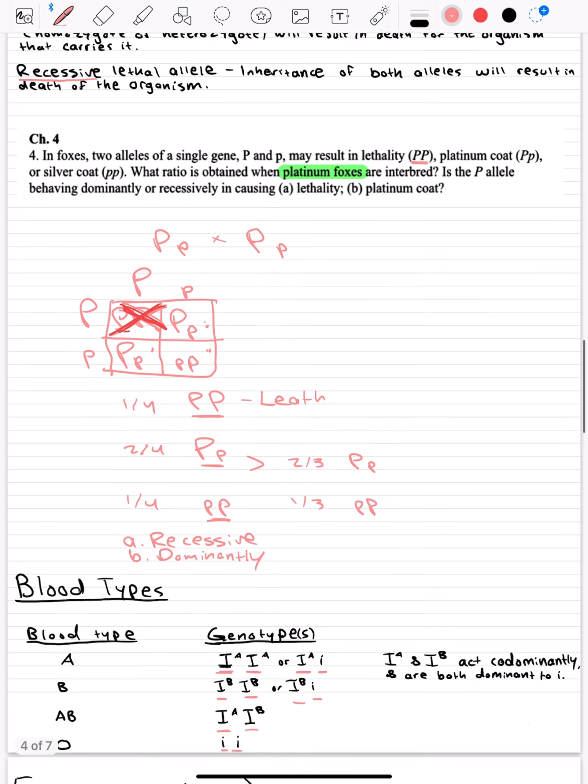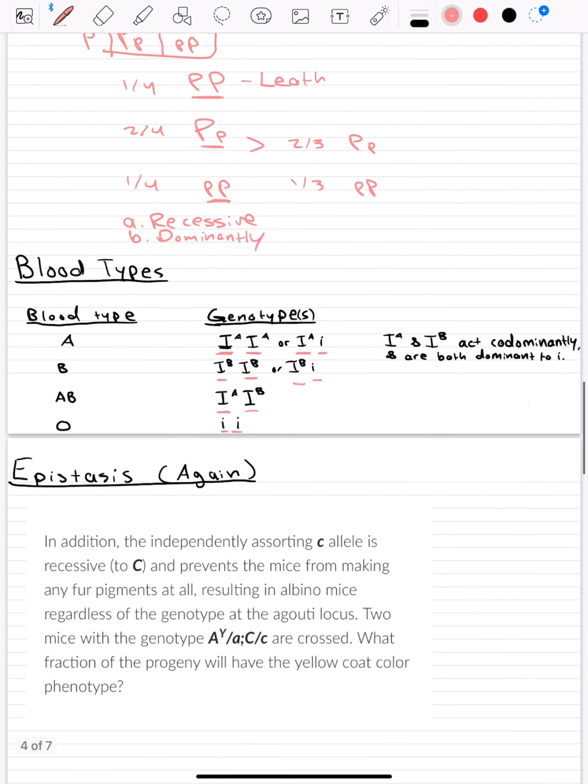Alright, going on to blood types. So in humans, there are 4 specific blood types. There's blood type A, blood type B, blood type AB, and blood type O. We have 3 total alleles, IA, IB, and little i. Both of these alleles behave codominantly, so they're both equally expressed. This allele right here behaves recessively.